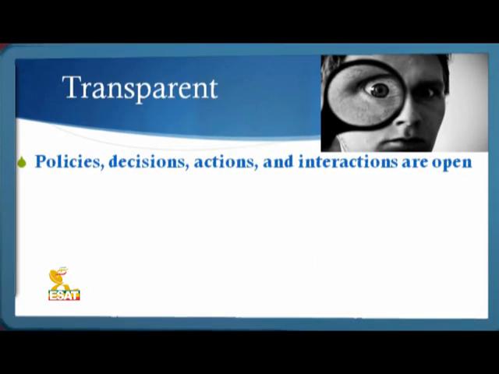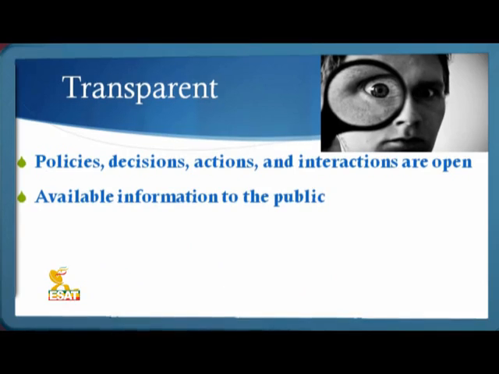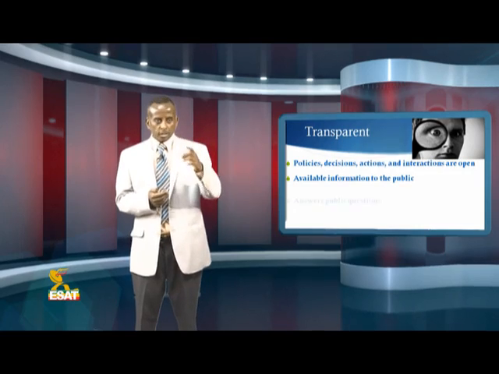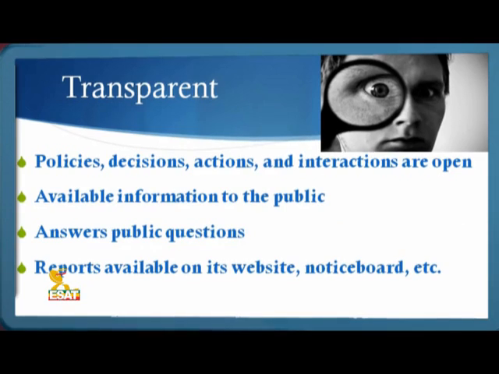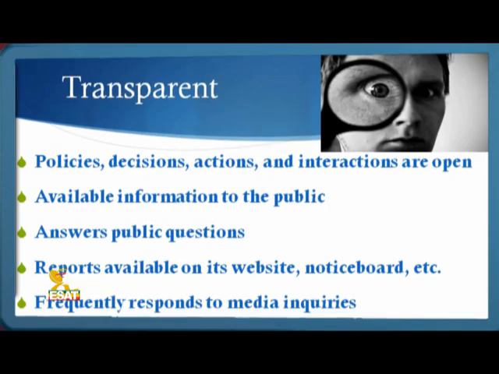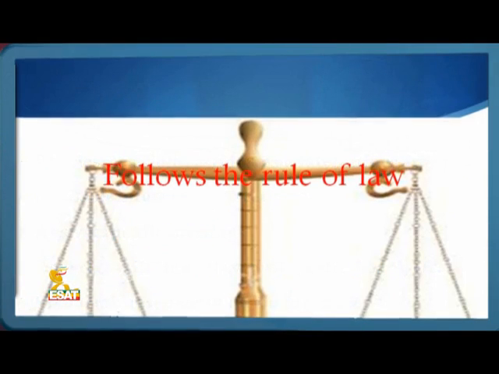The next one is transparent. A government or an organization which is transparent has policies, decisions, actions, and interactions that are open, and it makes information available to the public. It answers public questions, and it makes its reports available on its website, newsletters, notice boards, and so on and so forth. This kind of government and organization also makes itself available to answer frequent media inquiries.